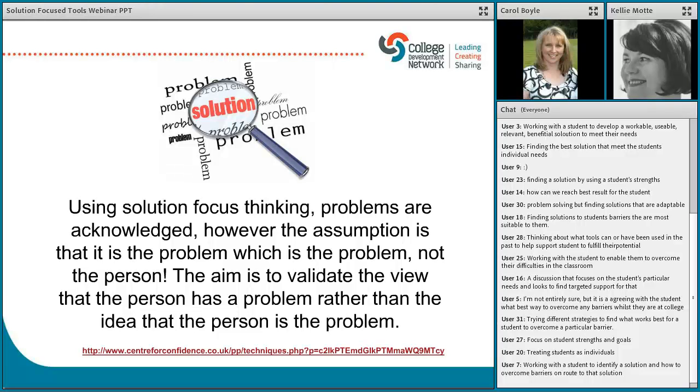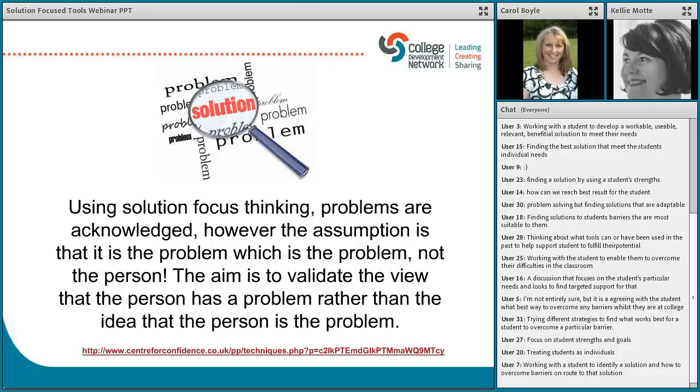Using solution-focused thinking, problems are acknowledged. We're not trying to ignore that they exist. However, the assumption is that it is the problem, as I say in this slide, which is the problem, and getting the person to see that as well, because it could be that the student has been told that, you have a problem, and the student believes quite firmly that they are the problem. So the aim is to validate the view that the person has a problem rather than the idea that the person is the problem. And often a person can be quite pessimistic about the possibility of change.